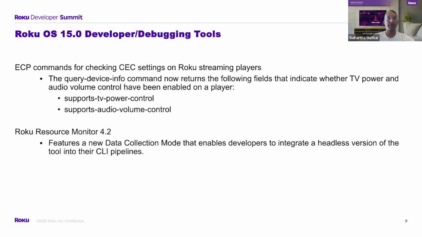And the Roku Resource Monitor, or RRM, as we like to call it generally, 4.2, has a new data collection mode that enables you to integrate a headless version of the tool into your CLI pipelines. And generally speaking, we are trying to also promote RRM for all your debugging and app improvement needs.